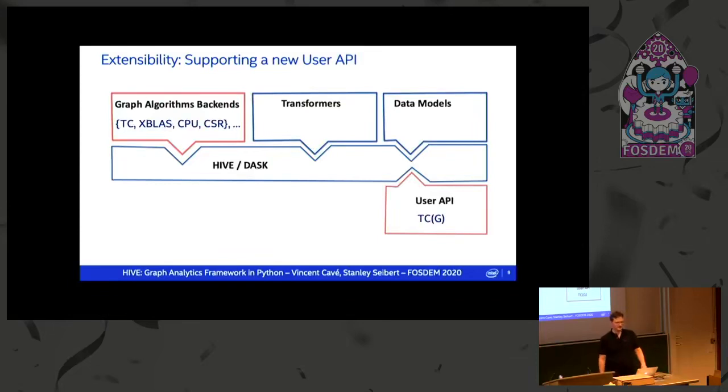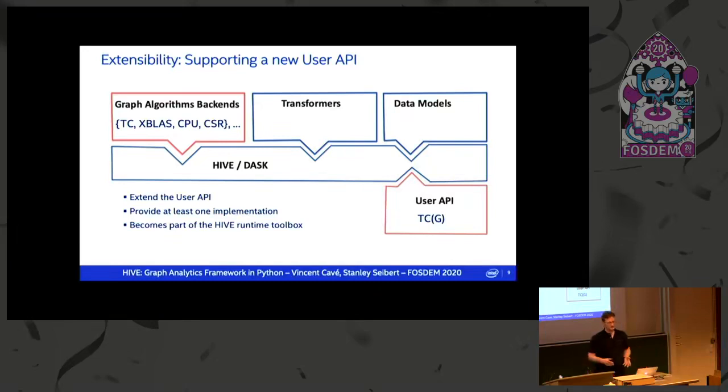In terms of extensibility, if you want a new user API, it's the same thing: you just have a subset of plugins you need to work with. Here I'm extending the user API so that I want triangle counting on a graph, and then I just have to provide at least one implementation. Here I'm still using my last example, and again it's just going to be part of the API of the runtime toolbox. We run this so that people can just plug in new algorithms and leverage all the work that's been done on the back end.